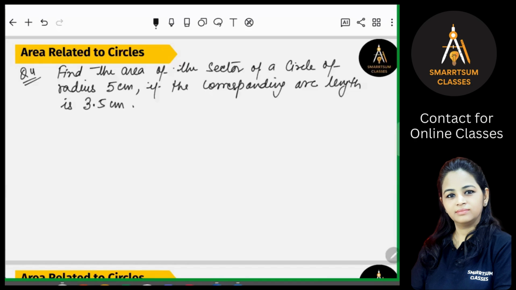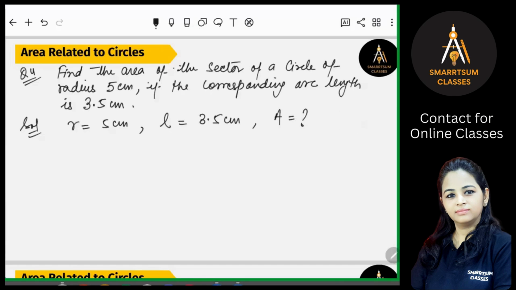So now look at this question, question number 4. Find the area of the sector of a circle of radius 5 centimeters if the corresponding arc length is 3.5 centimeters, right? So what is given here? The radius of the circle is 5 centimeters, and the length of the arc is 3.5 centimeters. And now we have to find the area of the sector, right? And theta is also not given.